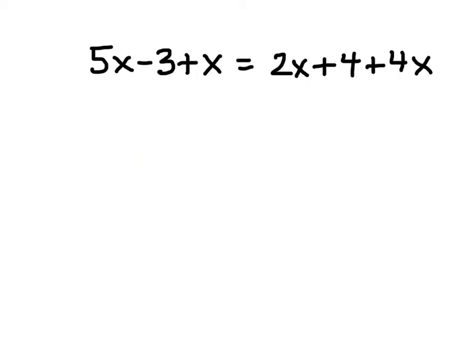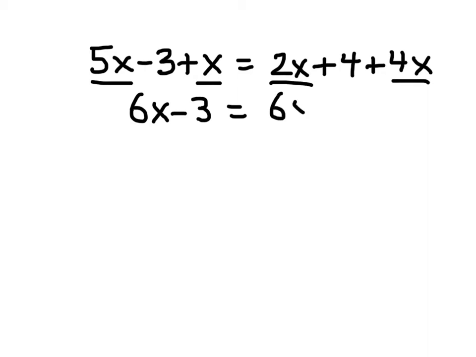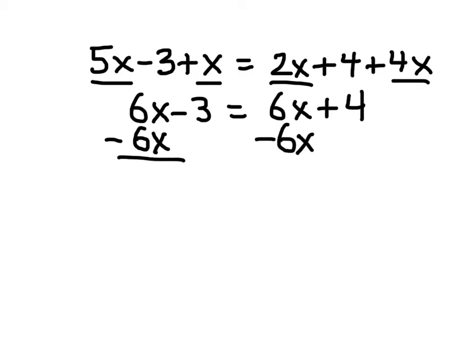All right, let's solve for x in this equation. First of all, let's combine like terms on the left. 5x plus x equals 6x, and I still have a minus 3. On the right side, 2x plus 4x equals 6x, and I have a plus 4. Now I'm going to get the x's to one side, so I will zero out 6x by subtracting 6x. So that becomes 0, and I get negative 3, and then this becomes 0, and I get 4.